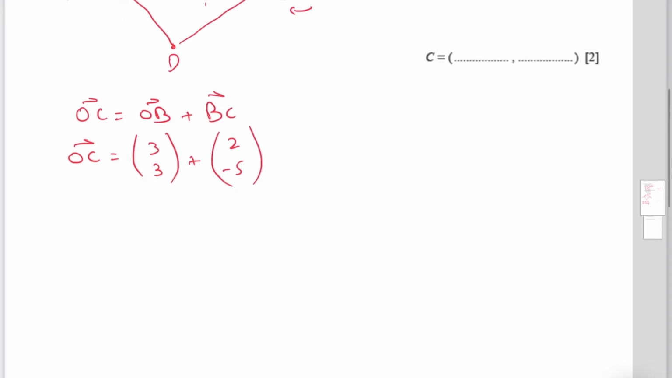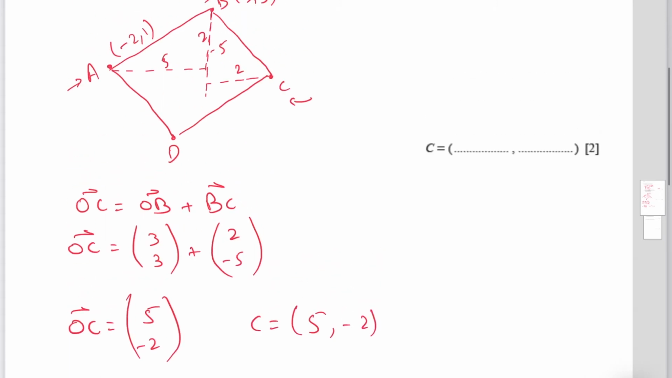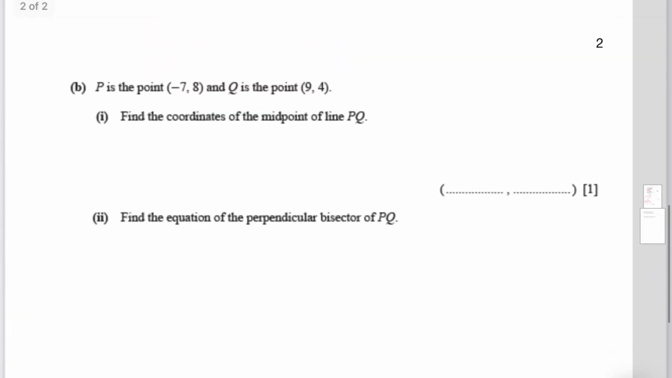So when you add both of them, you get 3 plus 2, which gives us 5, and 3 minus 5, which gives us -2. So the coordinates of C are 5 and -2. We write our values over here, 5, -2. Let's move on to the next part.